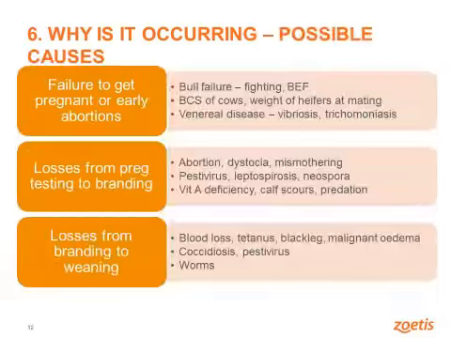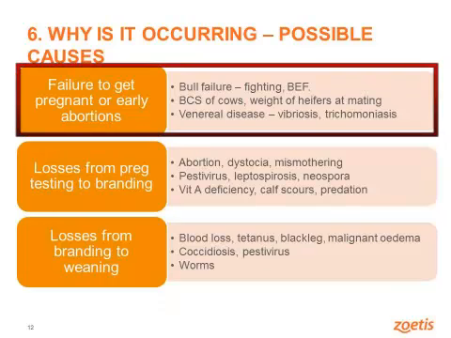So now we're going to go through possible causes for each of the syndromes that we've just identified. Common possible causes of a failure to get pregnant or early abortions can include bull failure due to fighting, 3-day sickness or bovine ephemeral fever. It can be due to low body condition score of the cows or heifers that are too light at mating. It can also be due to venereal diseases like vibriosis or trichomoniasis, which can interfere with both pregnancy and ability to retain pregnancies.